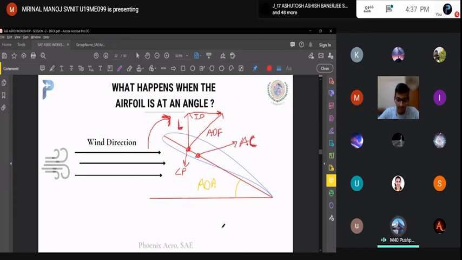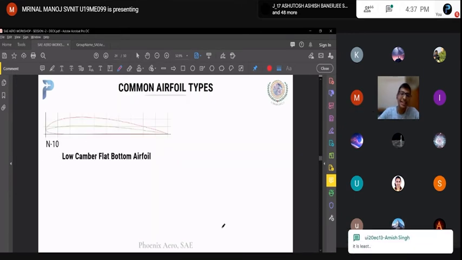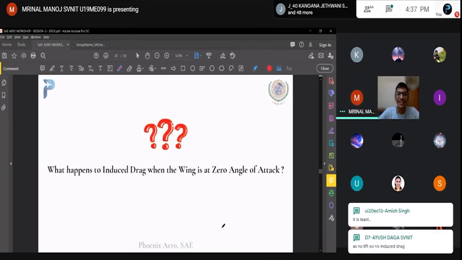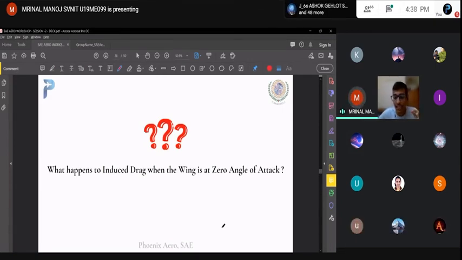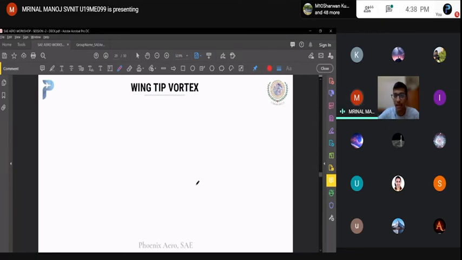Zero, it will be zero. Yes, that is so, it will lift. Yeah, you are actually right, but there's a little more to it. We know that there will be the aerodynamic force, and also the lift generated by the aircraft when the angle of attack is zero. But there is something called a wingtip vortex. I am not sure if you have heard about it.